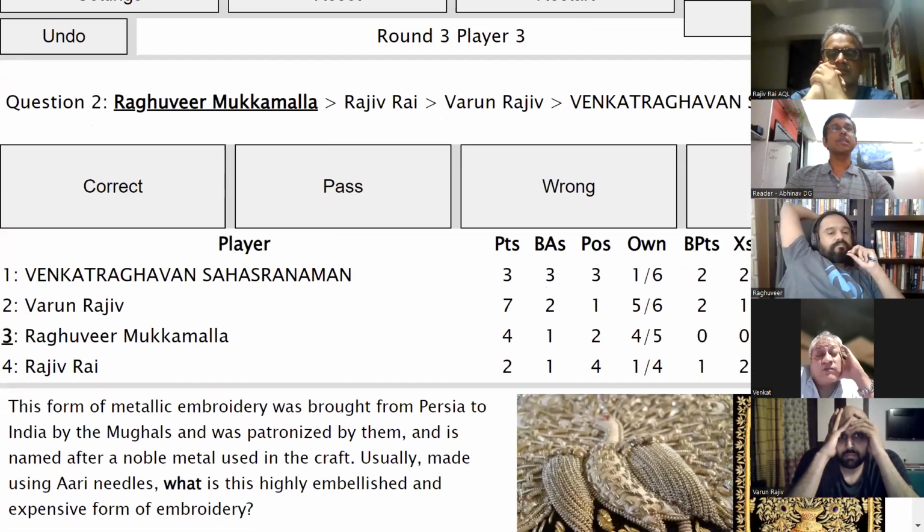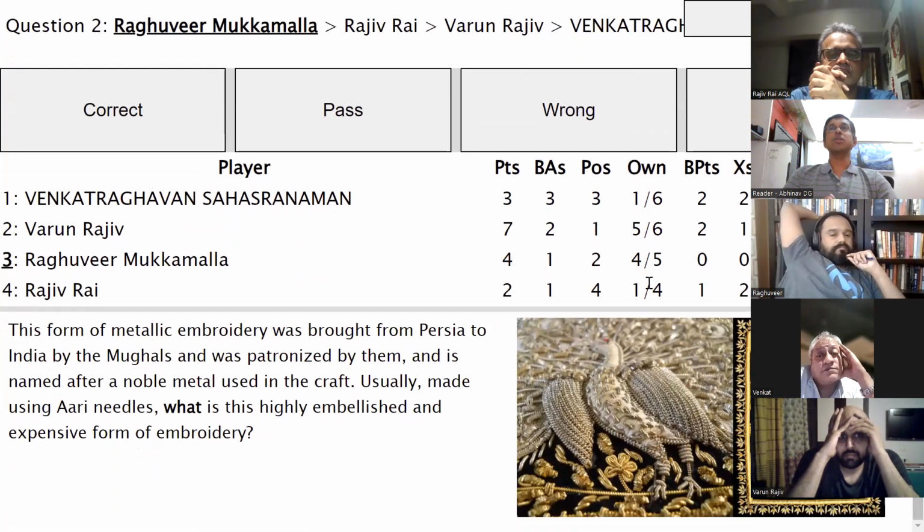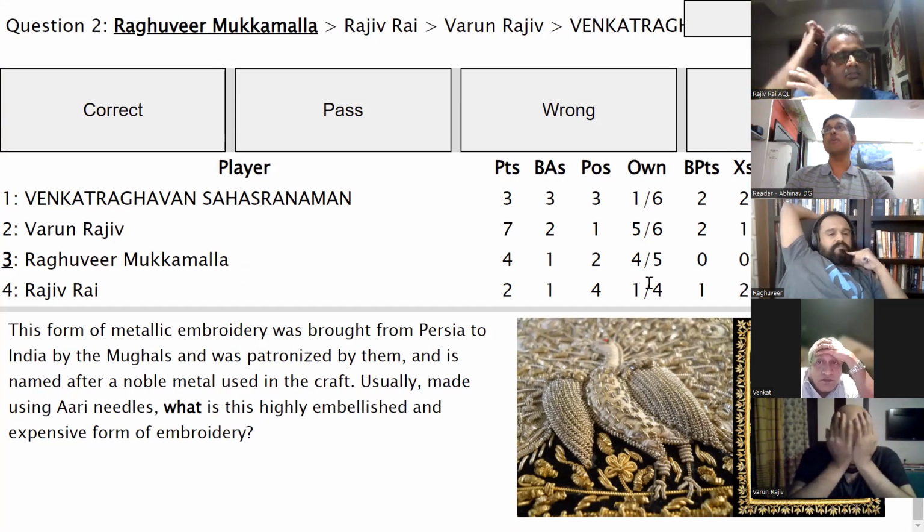Raghuveer, your next question. This form of metallic embroidery was brought from Persia to India by the Mughals and was patronized by them, and is named after a noble metal used in the craft. Usually made using needles, what is this highly embellished and expensive form of embroidery called?